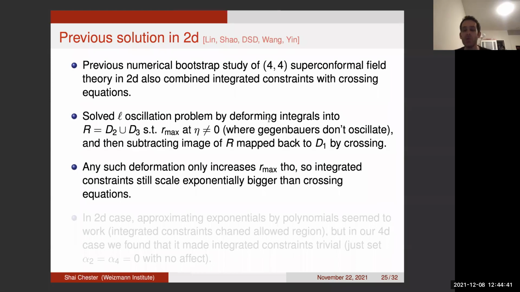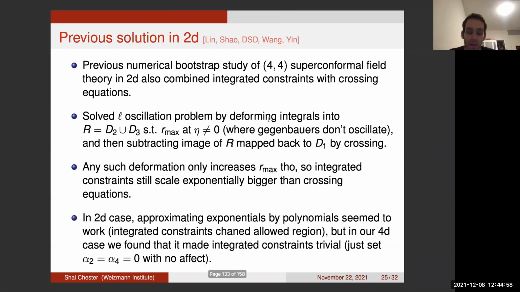So that means no matter what you do, no matter what region you choose, you're always going to have different exponential scaling between the integrated constraints and the crossing equations. So that's why this is the real problem. The oscillation in spin is not a real problem. We know how to solve it. The bigger problem is the exponential scaling and the fact that that's different. So how did they get over that problem?